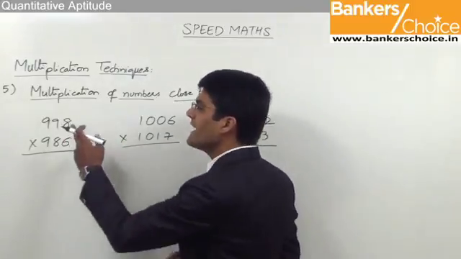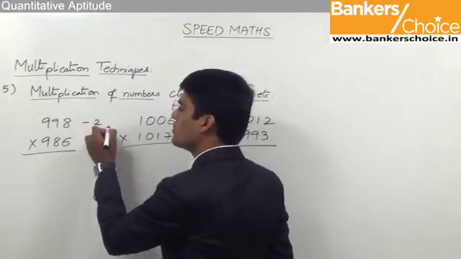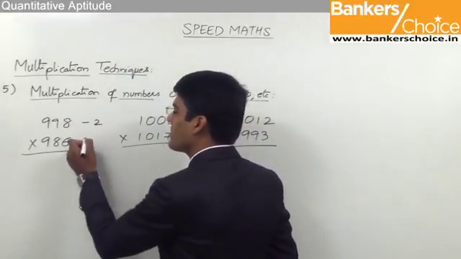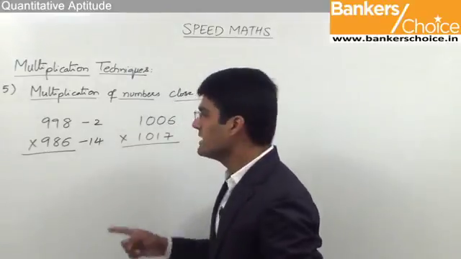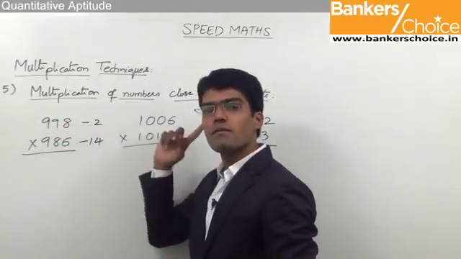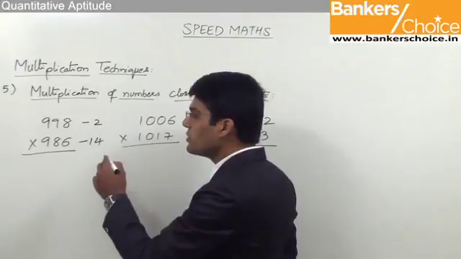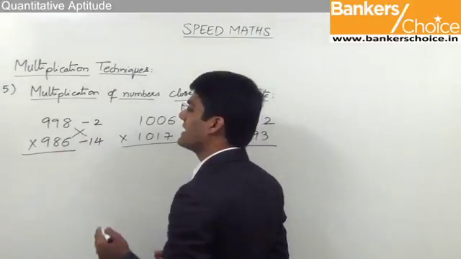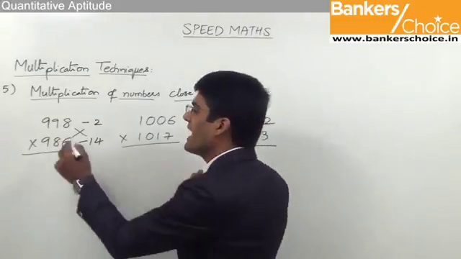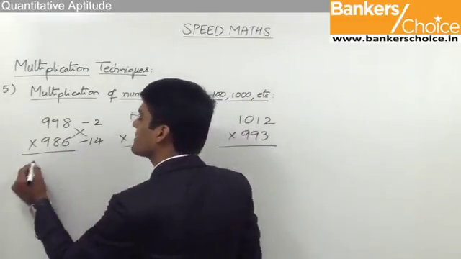So 998 is 1000 minus 2 and 986 is 1000 minus 14. So these are the distances of the given numbers from 1000. Now we need to take the cross differences. That is either 998 minus 14 or 986 minus 2. Now subtracting 2 from 986 is easier. So let us directly take that in the answer. Anyway both of them will give the same result. So 986 minus 2 is 984. And remember, there are 3 zeros after the answer.